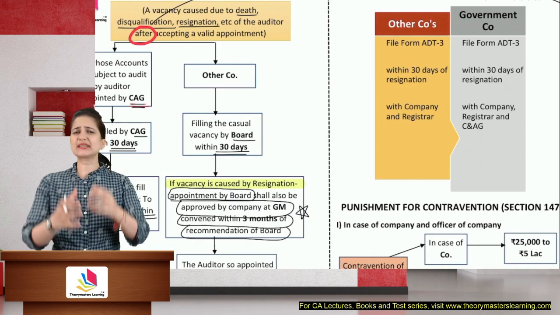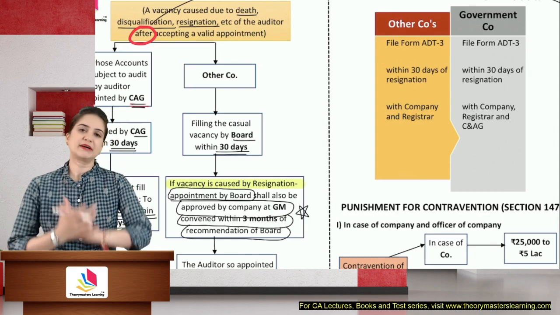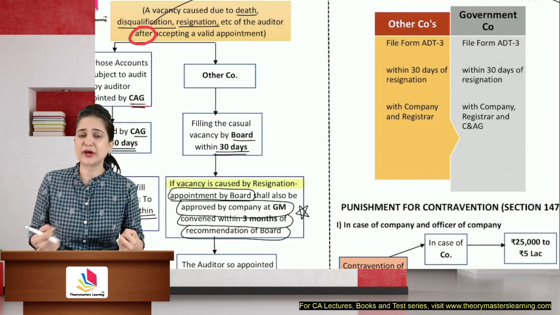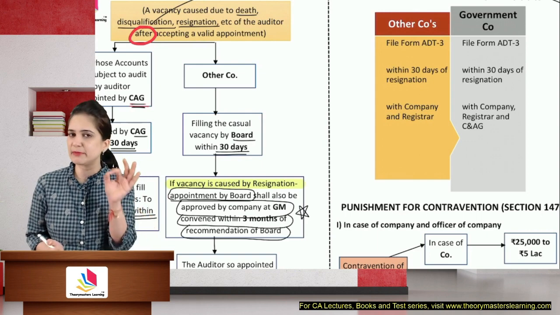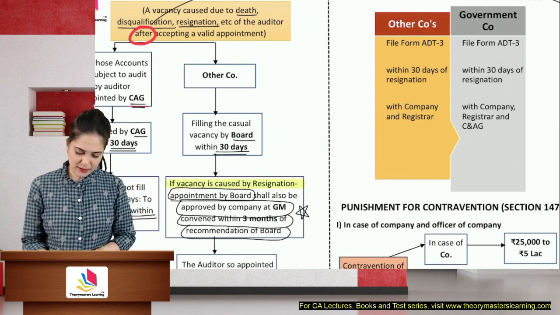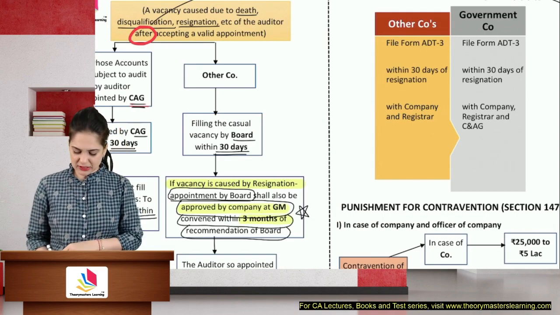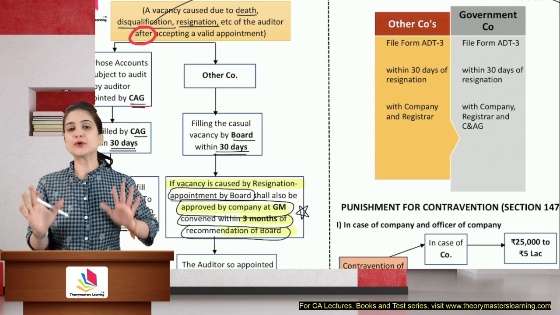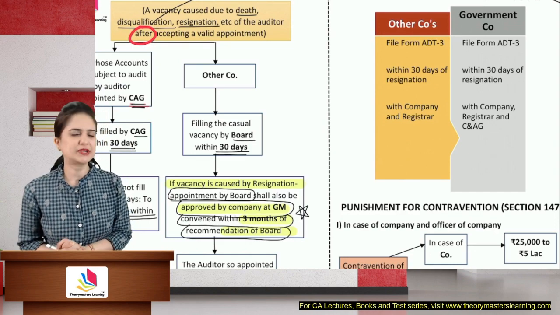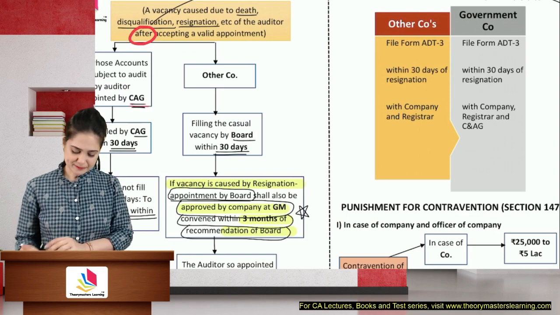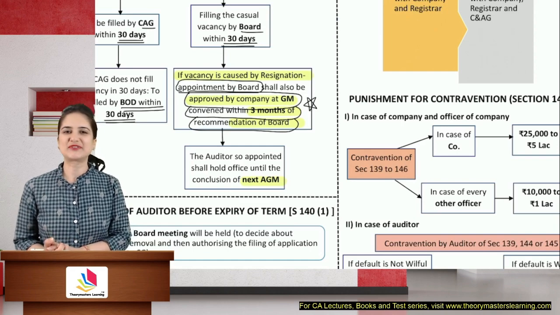Now, in case a casual vacancy is created by resignation, we would like to know the reason for resignation by the auditor. Why, after accepting a valid appointment, are you resigning? What is the reason? So in that case, although the appointment filling the casual vacancy will be by the board, that will have to be approved by the company in the general meeting, which will be called within 3 months of recommendation by the board. Now we want to know why the auditor resigned and who you are appointing in his place. So you also need a confirmation by the company in the general meeting. The auditor so appointed shall hold office till the conclusion of the next annual general meeting.